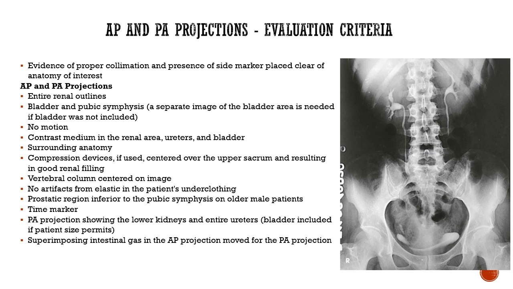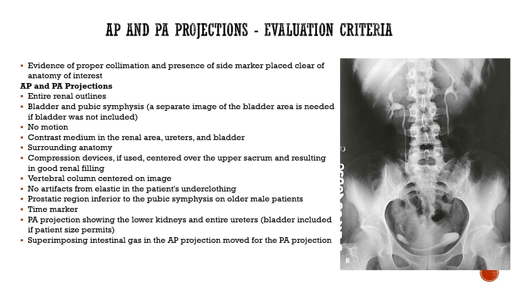So the evaluation criteria, whether we have AP or PA projections, is that we get the entire renal outlines, the bladder and the pubic symphysis, and a separate image is needed if the bladder is not included. No motion. Contrast media must be in the renal area, the ureters and the bladder. We want to see the surrounding anatomy. Compression devices, if they're used, should be shown.